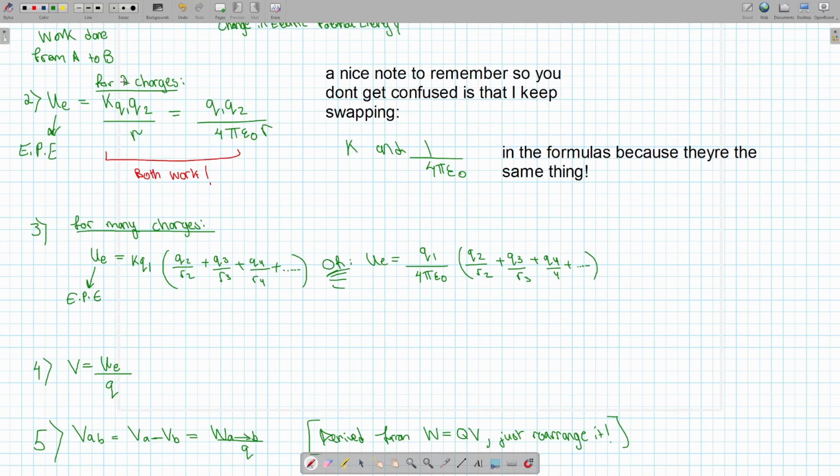Now, let's say you have 2 charges and you want to find the electric potential energy between those 2 charges. It's very similar to the electric field formula, which was KQ1 Q2 over R squared. Here it's the same thing, but without the squared. Alright, that's for 2 charges.